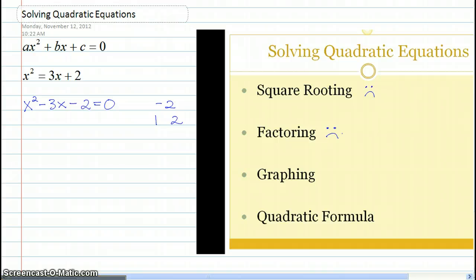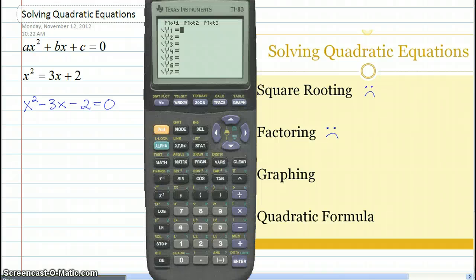The next thing that I would try to do is graphing. When you try graphing, you plug it in. Again, it has to equal 0, so it would be x squared minus 3x minus 2. I hit graph. Okay, so now when I hit graph, I see that there are 2 possible solutions.